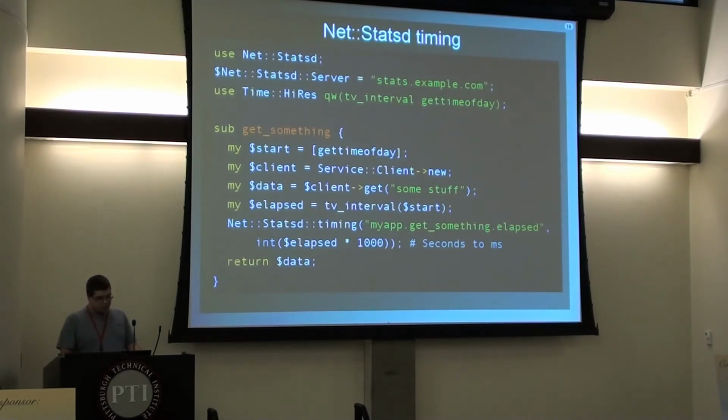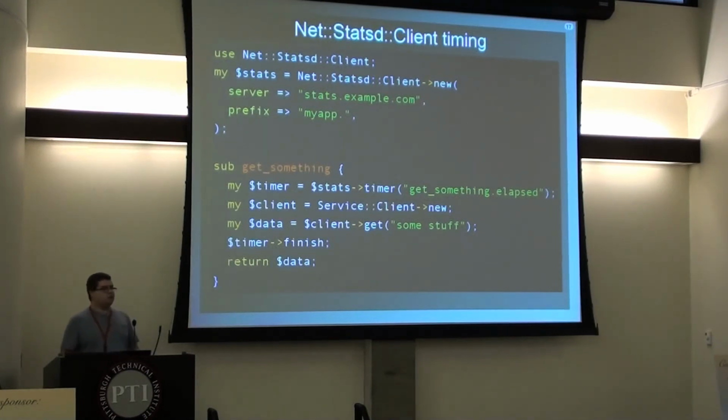This is how you do timings. Set your global variable for where your server is, use Time::HiRes, import a couple functions. Now I have a function that is going to get some stuff. See, it says right here, get some stuff. But in order to time that, before I do that, I have to call gettimeofday, wrap it in an array reference, store it in a variable, and then after I get it, call tv_interval, store that in a variable. Remember to multiply it by 1,000, because tv_interval gives you seconds, but StatsD is in a unit of milliseconds. And then round it down, and then call NetStatsD timing with that variable and the metric name that I want, and then go back to what I was doing originally.